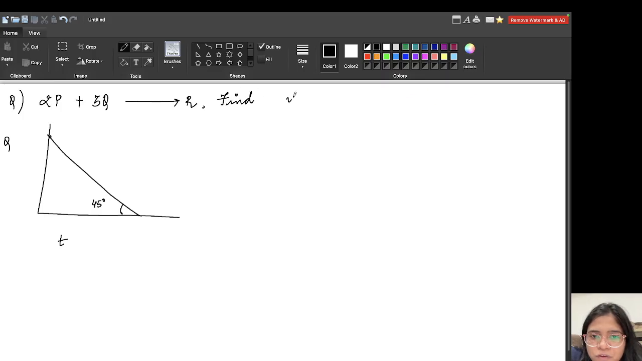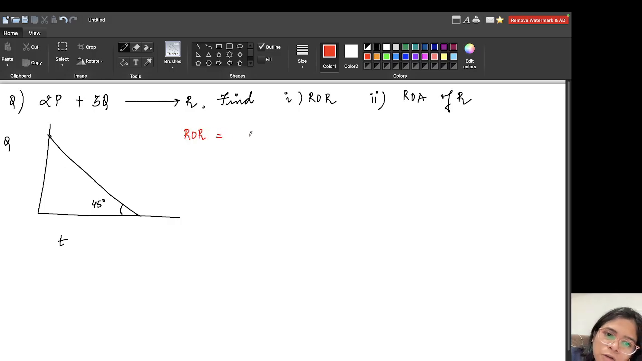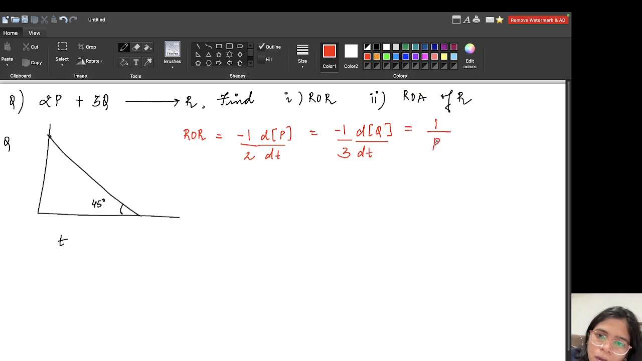So what we need to find is rate of reaction, and second thing which we need to find is rate of appearance of R. Now how do we find it? First write the full reaction. How do you find rate of reaction? Rate of reaction equals minus 1/2 dP/dt, which is equal to minus 1/3 dQ/dt, which is equal to 1/1 dR/dt.